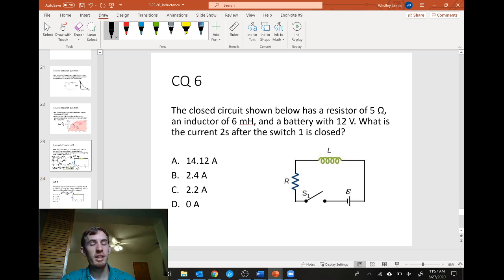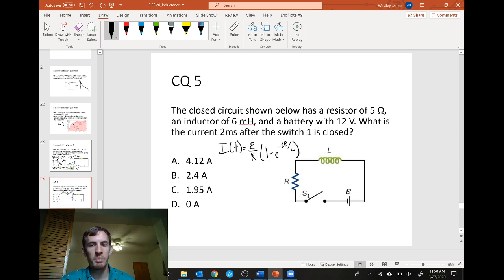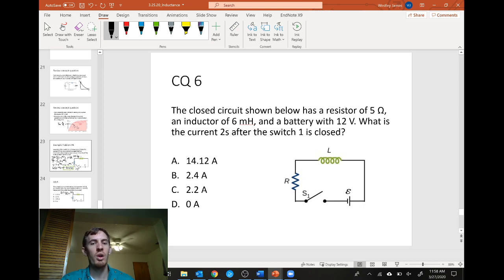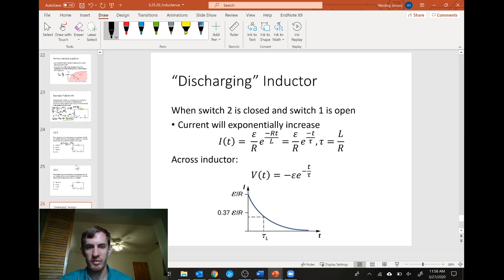So that's 2 milliseconds, and then the next one is what happens 2 seconds after the switch is closed. And the thing with these problems is this gives you a sense of how long it takes for this inductor to stop carrying any more. So that's kind of a hint for the second one, that the current's going to be very low. Okay.